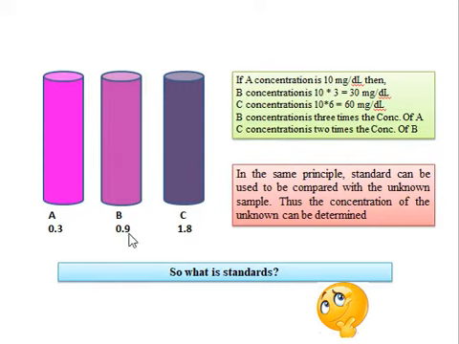In the same manner, C solution has a value 1.8, 2 times the value of B solution, so the concentration of C will be 2 times the concentration of B. So the concentration of C solution will be 60 milligram per deciliter. So B concentration is 3 times the concentration of A, C concentration is 2 times the concentration of B.